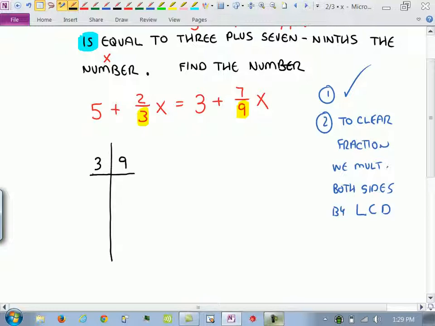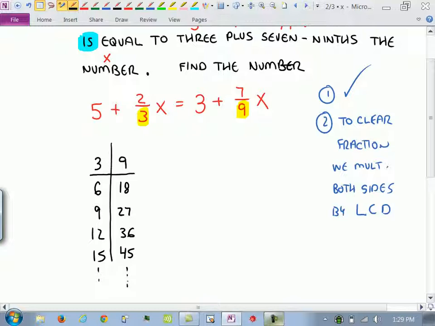So this is 3 times 1, isn't it? What's 3 times 2? 6. 3 times 3, 9, 12, 15, and I keep going, right? And then I do the same thing for 9, all the multiples. 9 times 1 is 9, 9 times 2, 18, 27, 36, 45, dot, dot, dot.